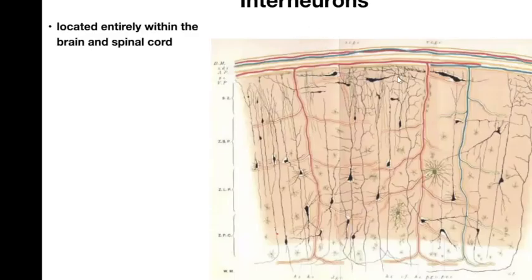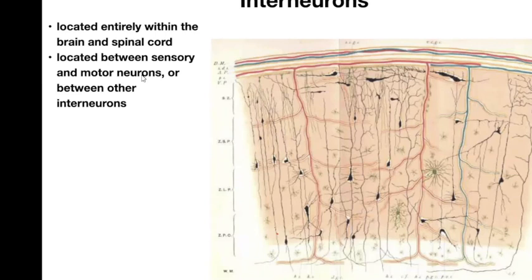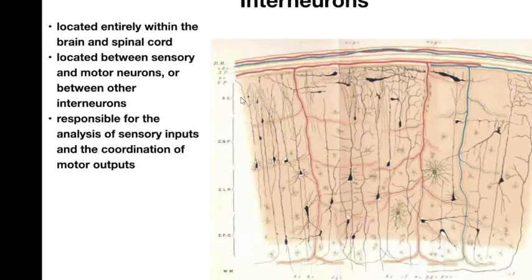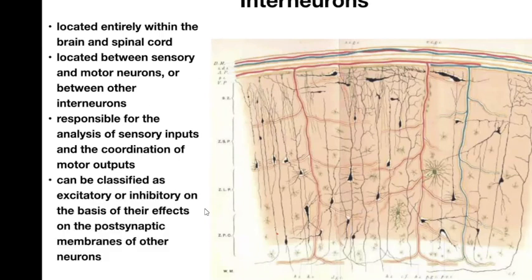They're located entirely within the brain and spinal cord. You will not find these in the periphery. They're located between sensory and motor neurons, or between other interneurons. In most cases, that's what they are, because most neurons are interneurons. They're responsible for all the integrative function of the nervous system, right? The analysis of sensory input and the coordination of motor outputs. And all the heavy thinking stuff.